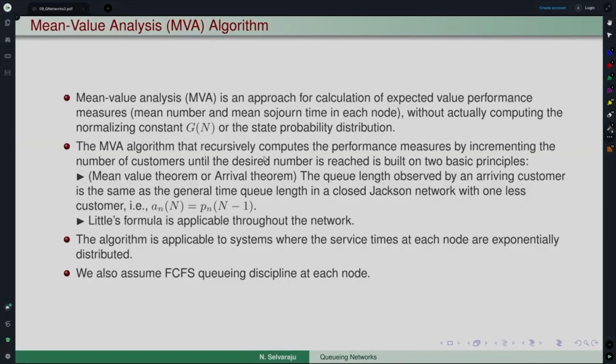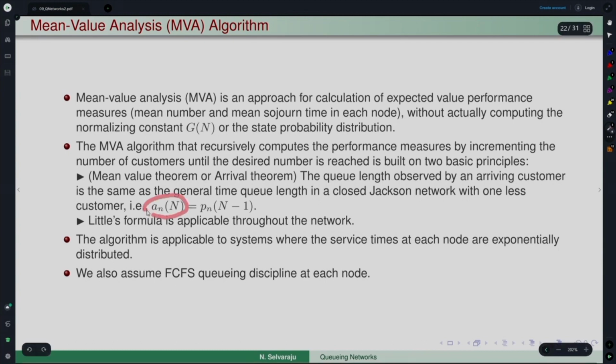But this is based on two principles. The first one is called either the mean value theorem or the arrival theorem, which we have seen in scenarios when you have a finite source and things like that. We have already seen it, and it is also relevant here. What is that? The queue length observed by an arriving customer is the same as the general time queue length in a closed Jackson network with one less customer. That one less customer is probably himself or herself, so to say.